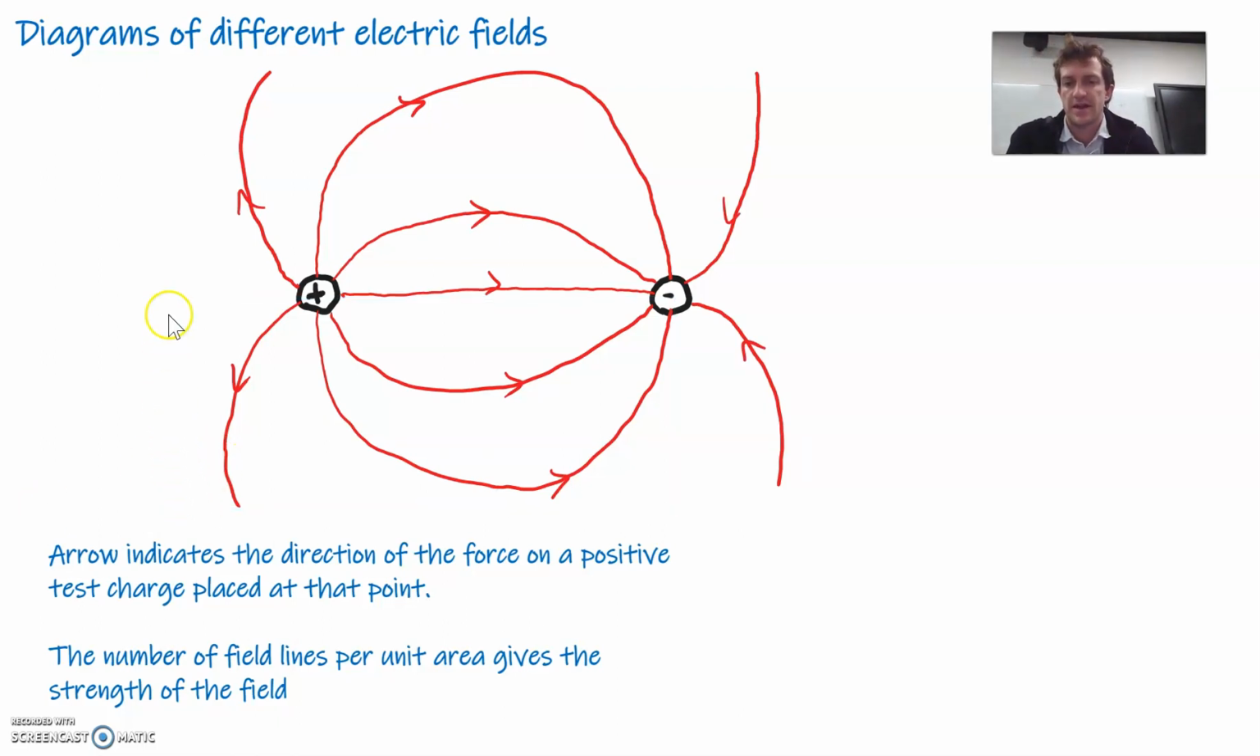So if I had a positive charge and I placed it somewhere around here, like at this point here, it's going to be forced in the direction of the arrow, so it should be forced in this direction here along the field line, repelled by the positive charge and attracted towards the negative charge. Is the way the positive charge will move.